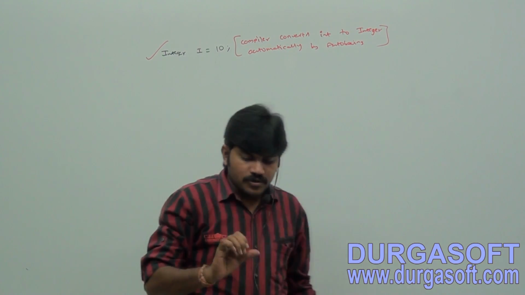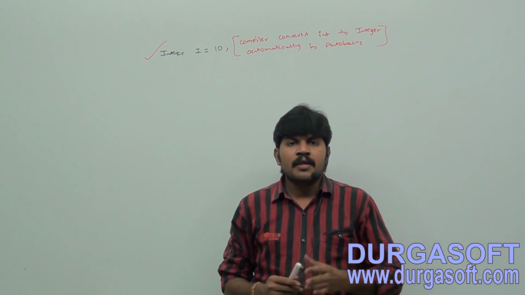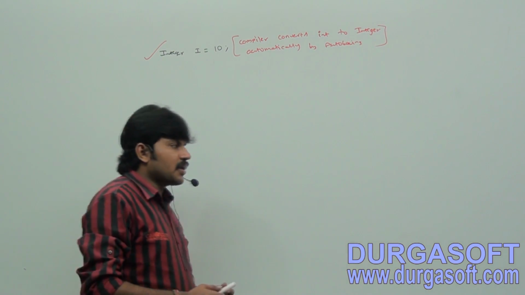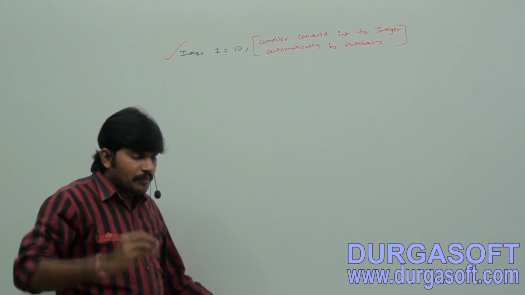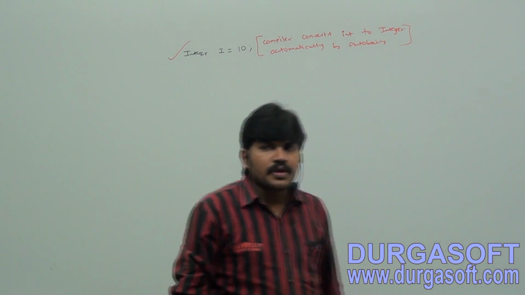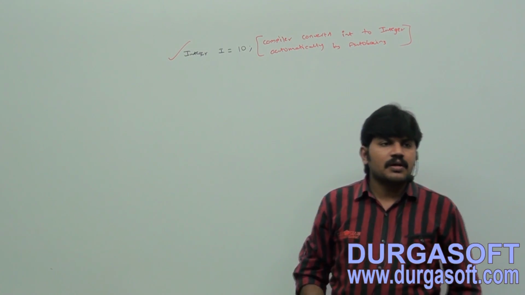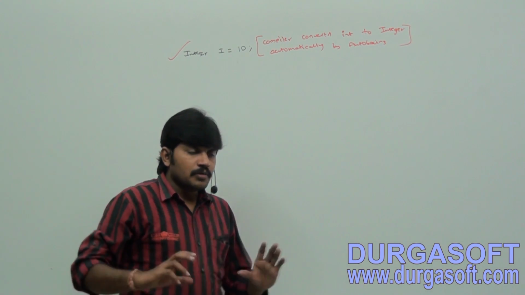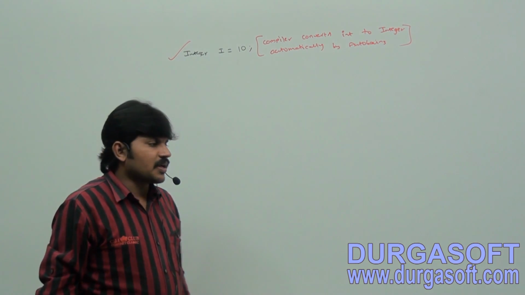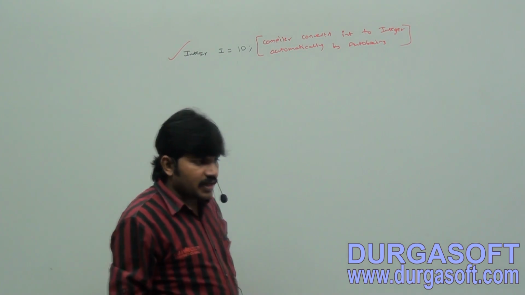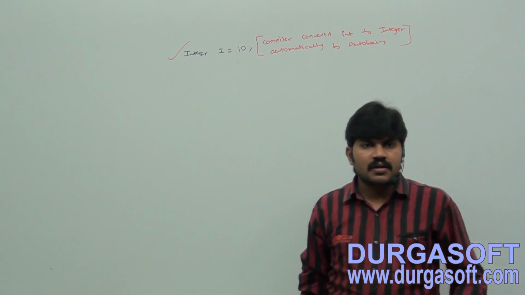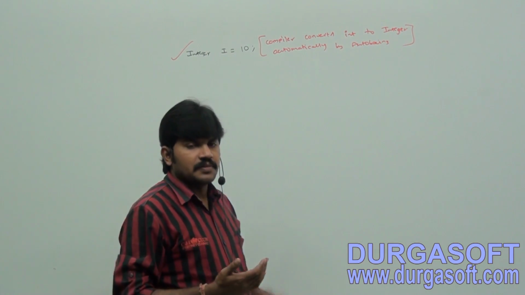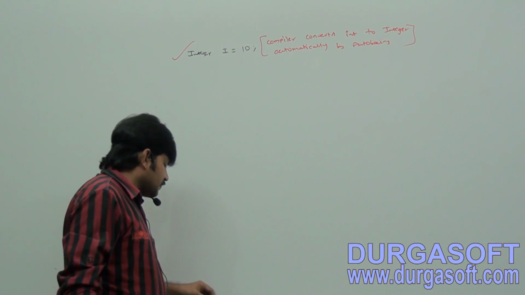Autoboxing: automatic conversion of primitive to wrapper object by the compiler is called autoboxing.